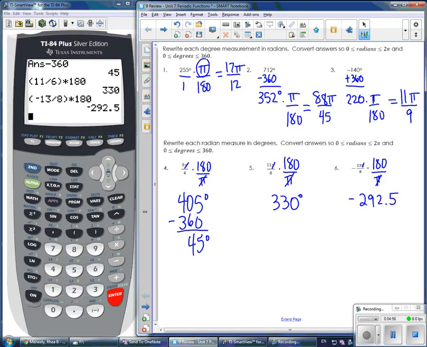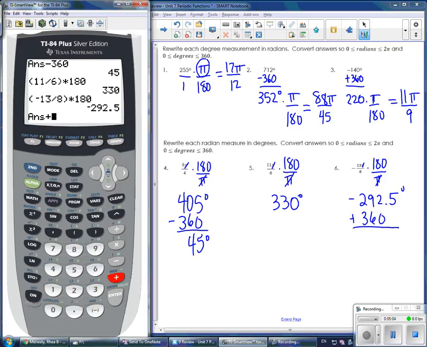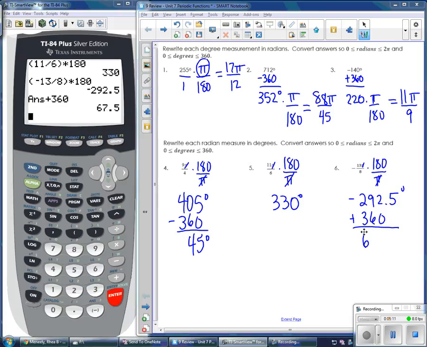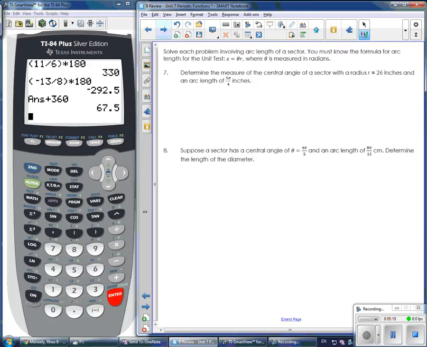Okay, so I'm not allowed to have a negative degree, so I'm going to add 360 to that. And when we're dealing with degrees, it is okay to have a decimal in your answer. And so our final answer would be 67.5 degrees. Okay. The next section deals with arc length.